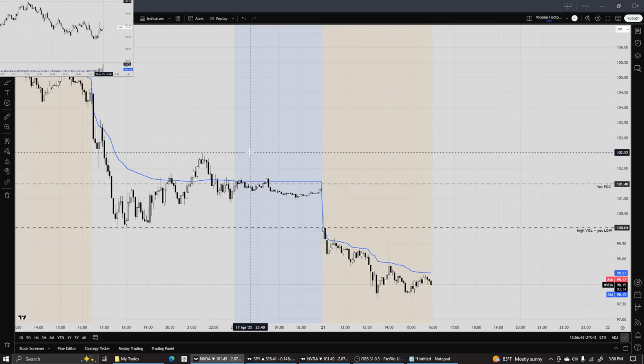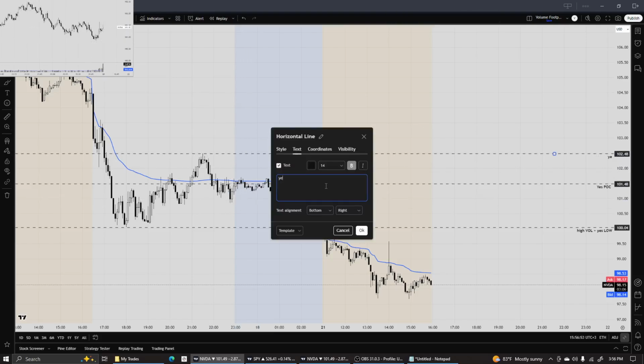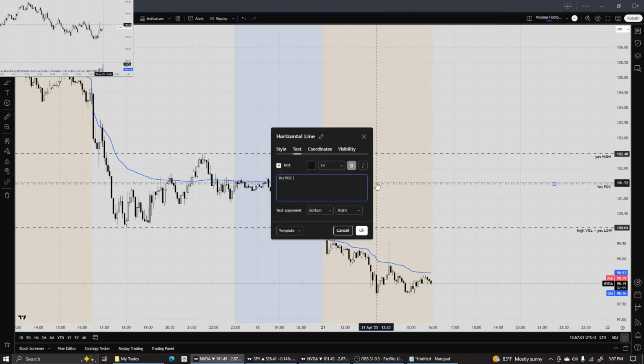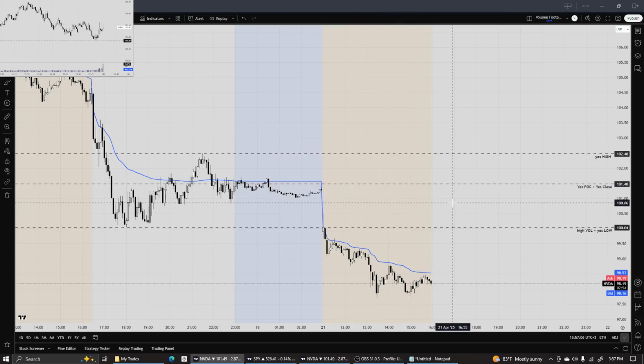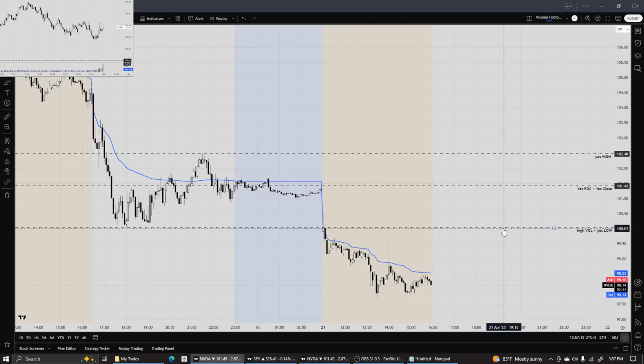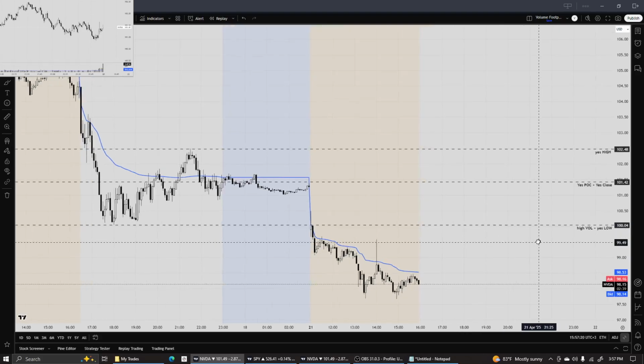We don't care. I don't think it'll go till 102.5. Let me still mark it because why be lazy? Yes, high. And the close, I'll mark this as yes POC plus yes close. I'll just mark it the same line. Oh, okay, it actually closed here. Okay, another job done. Mark pivot support resistance in the pre-market.